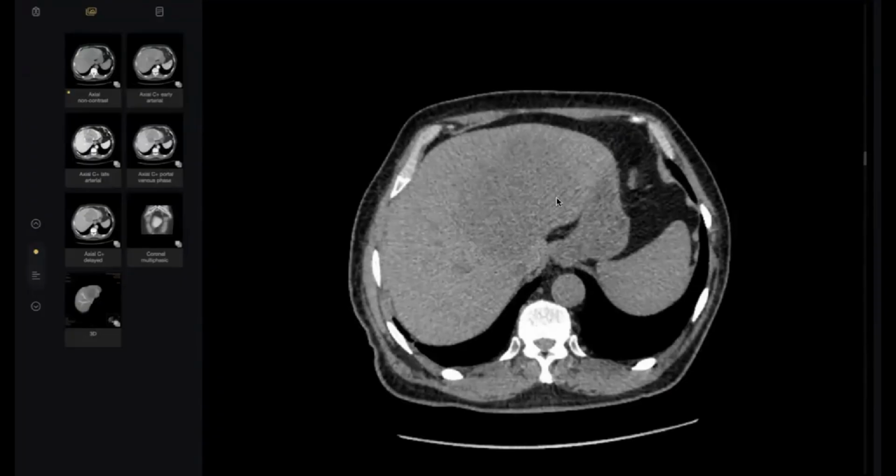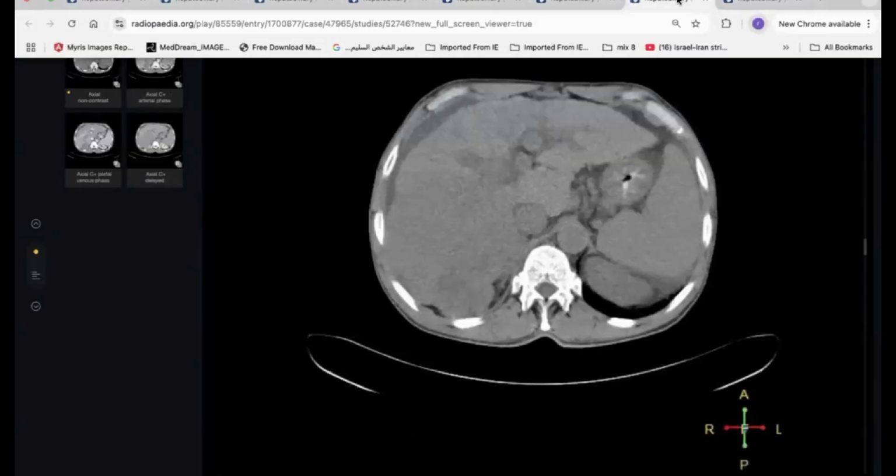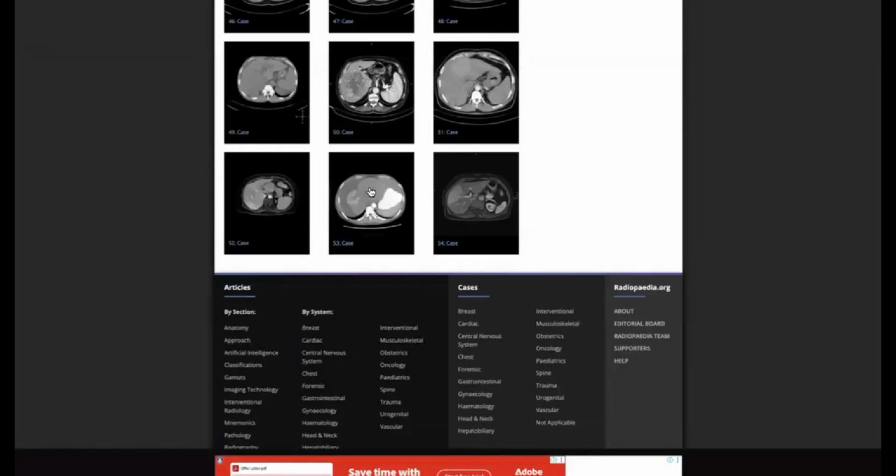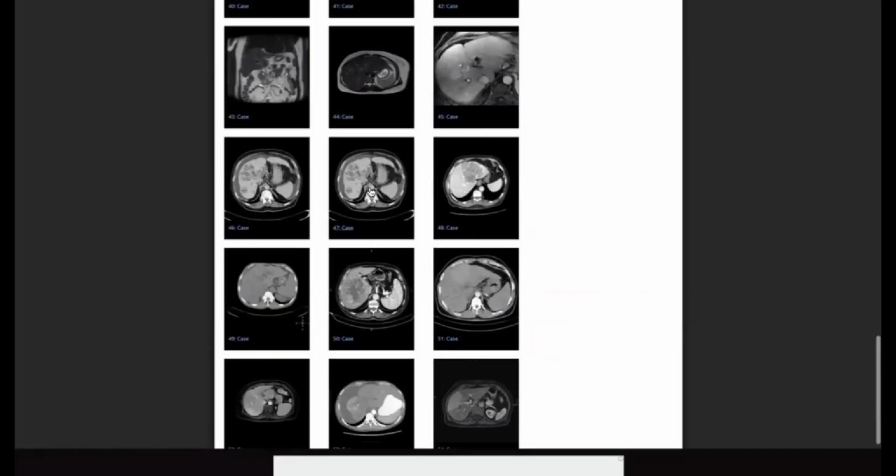Doctor, in the last case, do you think there is any possibility of rupture of one of the HCCs or not? Yes, there is a chance. Okay, there is a chance, but did you detect any sign of rupture? No. What are the signs of rupture?